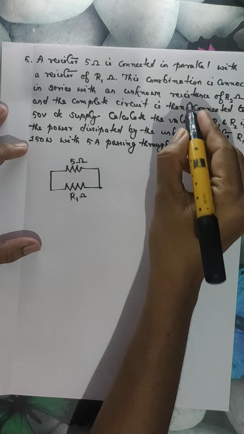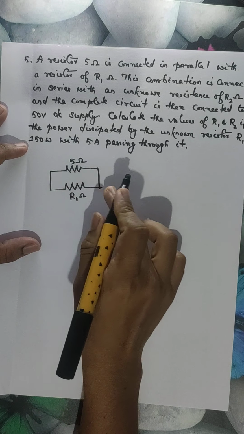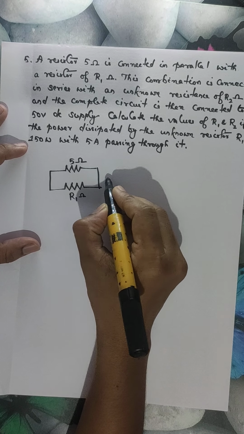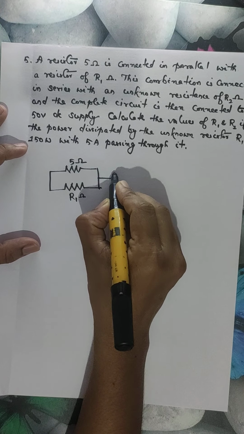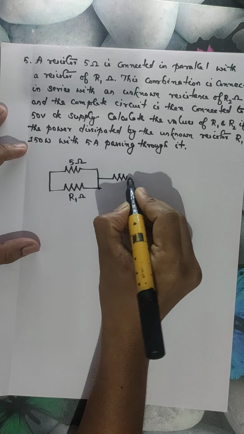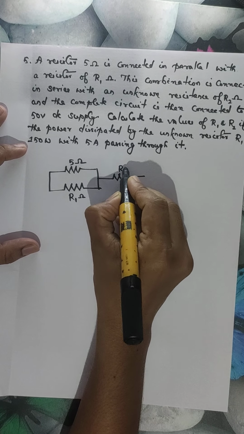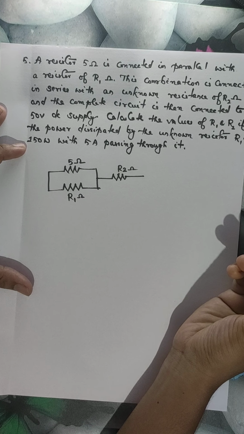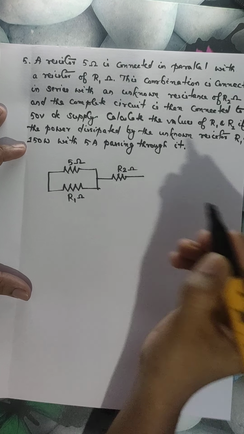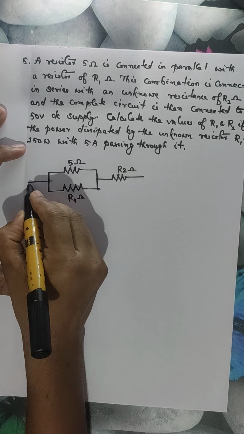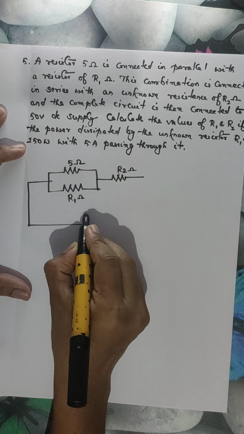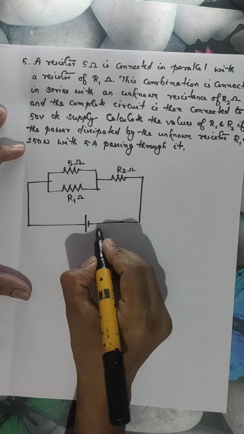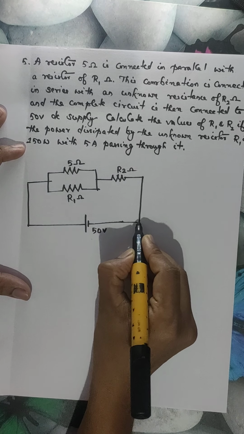This combination, that is this parallel combination, is connected in series with an unknown resistance R2 ohm. And the complete circuit is then connected to a 50 volt DC supply. So this voltage is 50 volt.